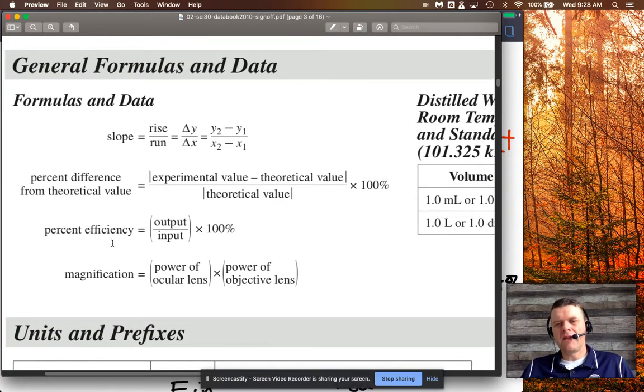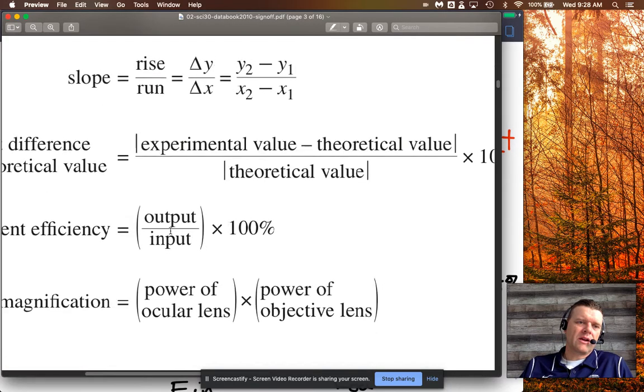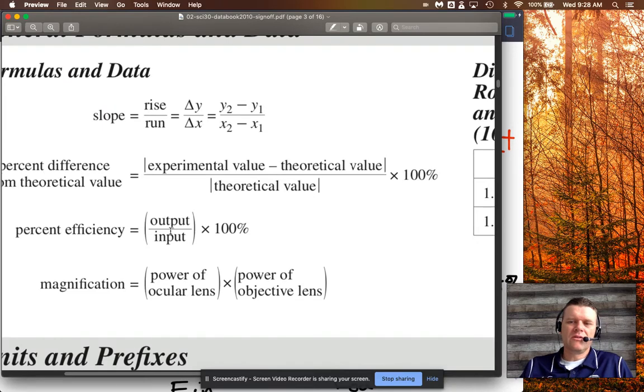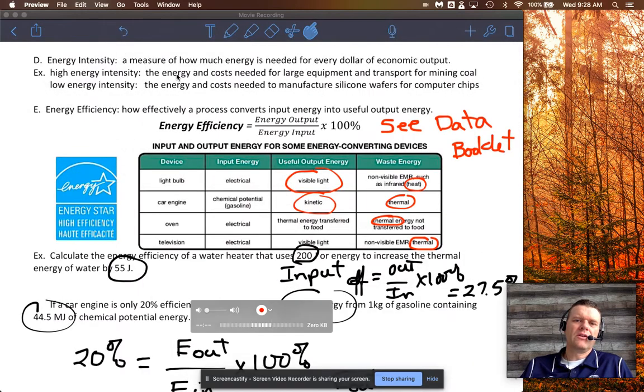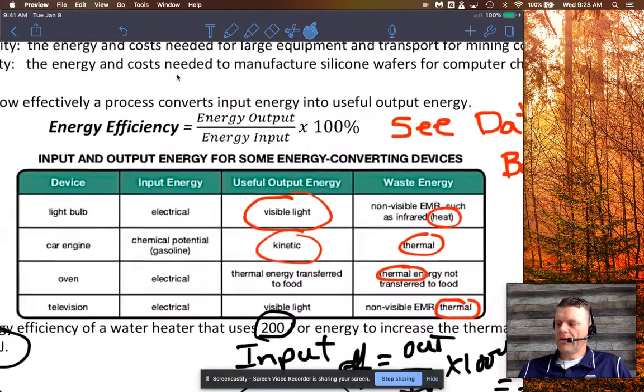You guys have probably done that in other science classes. It's always output over input. You see it right there. Percent efficiency is energy output over energy input, or power output over power input, times 100%. You're going to have to use that, but I don't think it's too bad of a calculation. Here it is, I wrote it up here again.